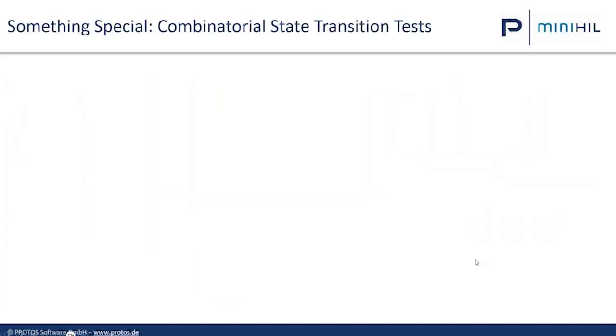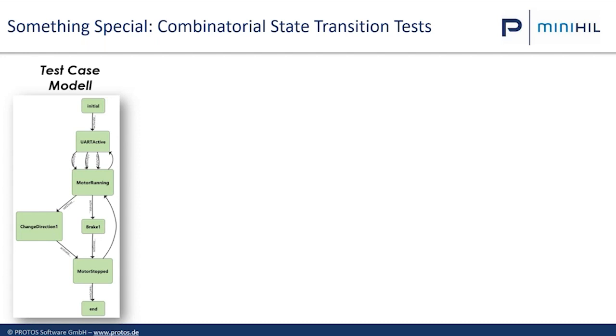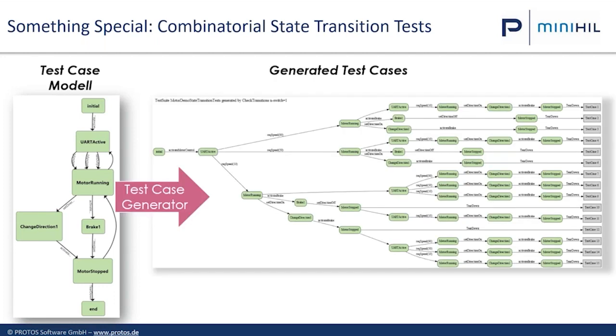Something special: since we already have a model of the environment simulation and the test cases, we can also generate combinatorial state transition tests. That's a very compact and very structured way to describe an expected black box behavior for your system under test. So you describe what you expect as a very compact state transition diagram, and then the system generates all the test cases needed to cover all the paths through your system.